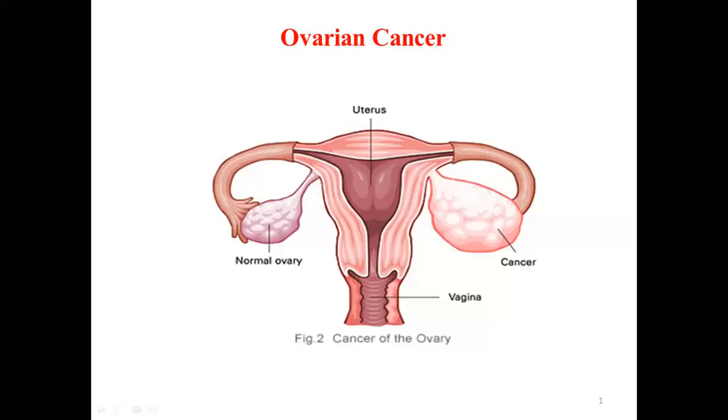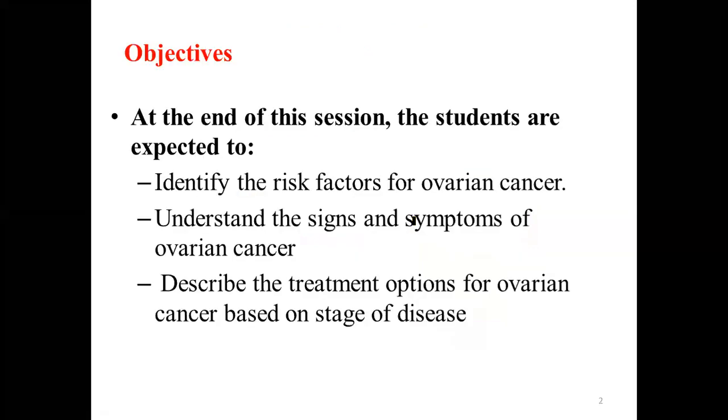So this is the normal anatomy of the female reproductive organ. Sometimes the ovary part can become cancerous. That is when we call it ovarian cancer.